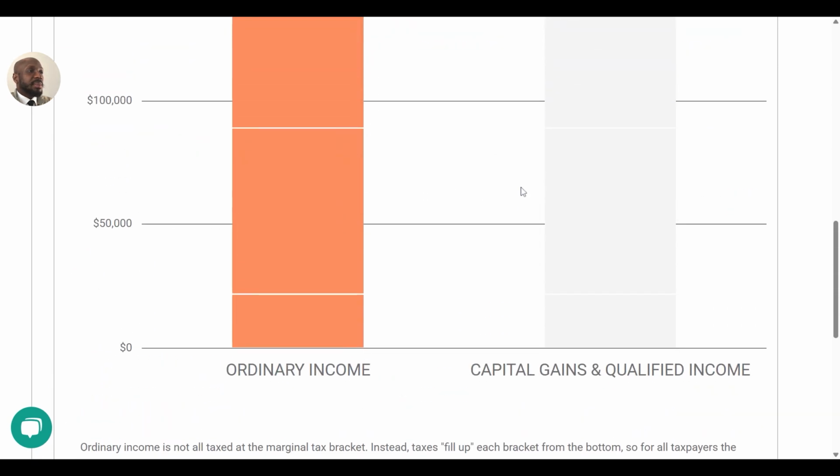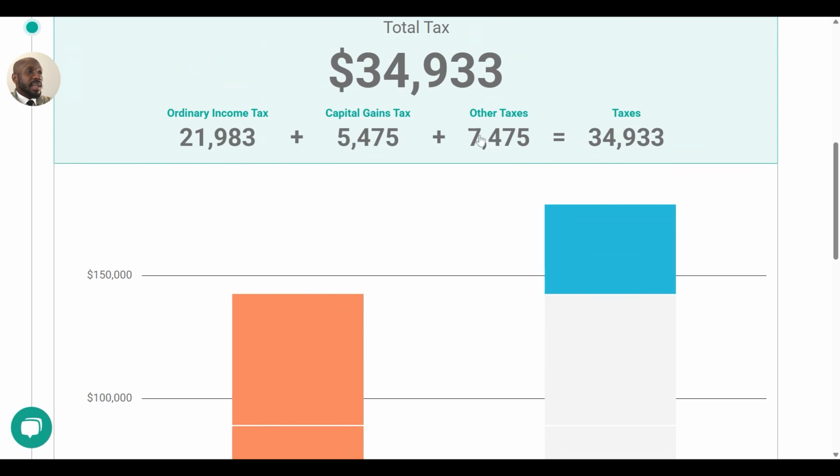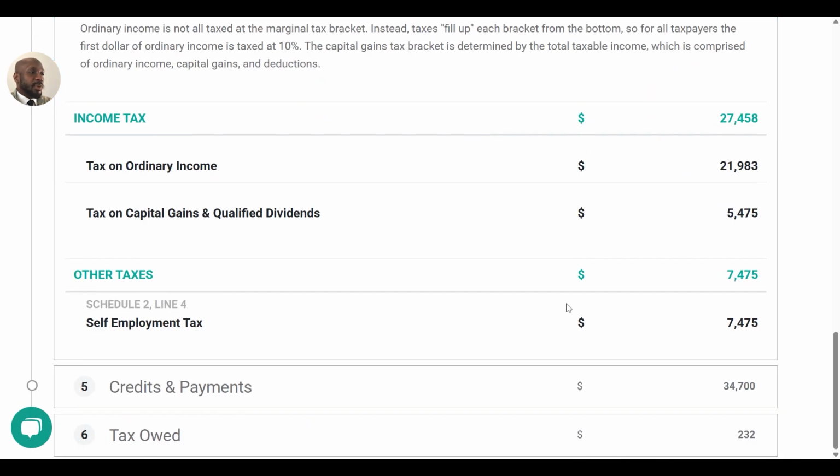Okay, well, let me take a step back. Actually, let me correct that. Their other taxes right here is for their self-employment tax. This is the portion of self-employment tax for Paula's business. So $7,475 is the total amount. And then remember, she got half of that as a deduction, right?